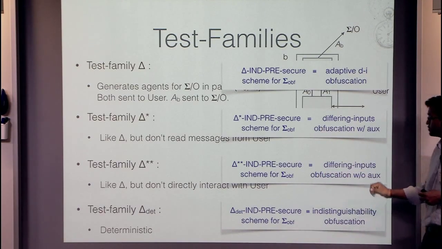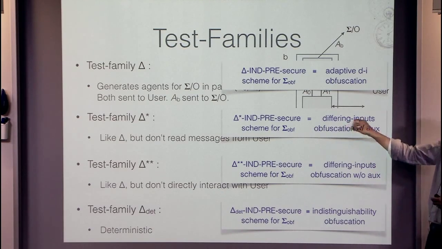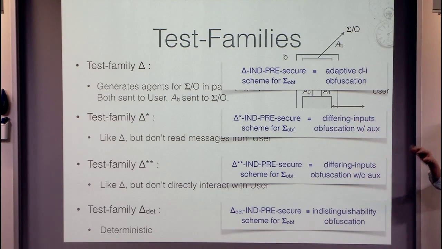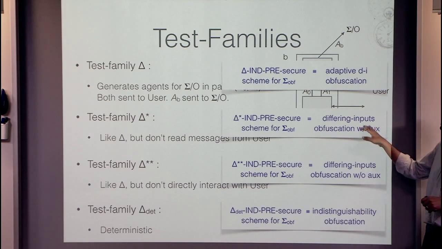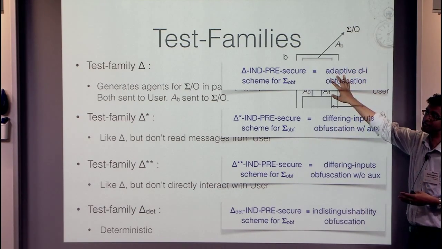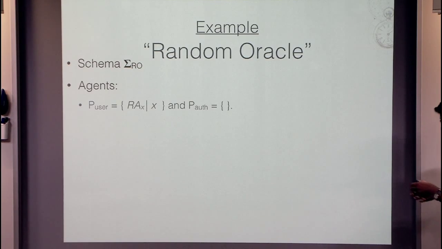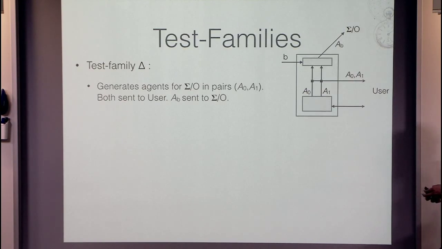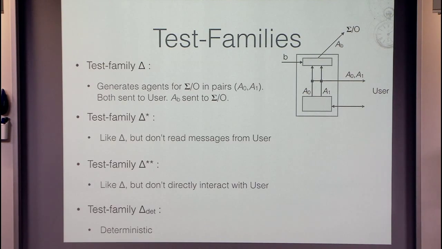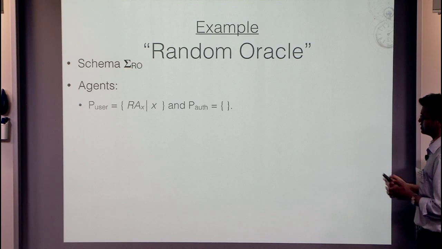Delta double star is basically differing inputs obfuscation, but without auxiliary information. This one gives differing inputs obfuscation with auxiliary input. And this one is an even stronger notion of obfuscation. We call it adaptive differing inputs obfuscation. It turns out this was also defined in a paper involving Hongsheng and others, for whatever other construction they wanted.